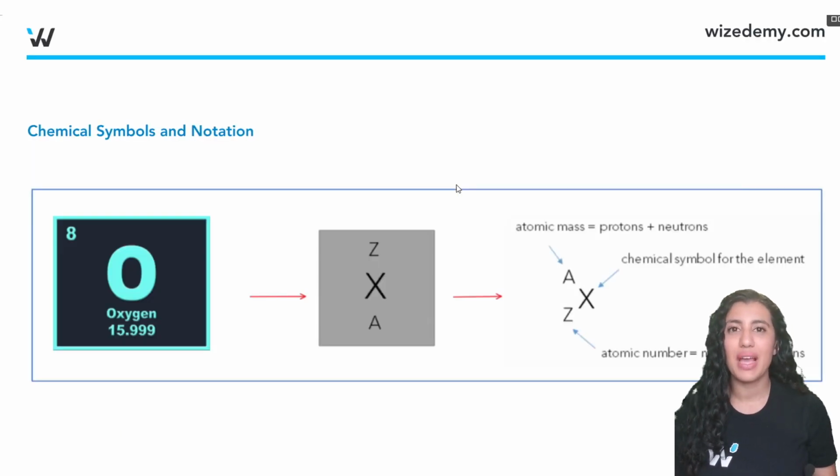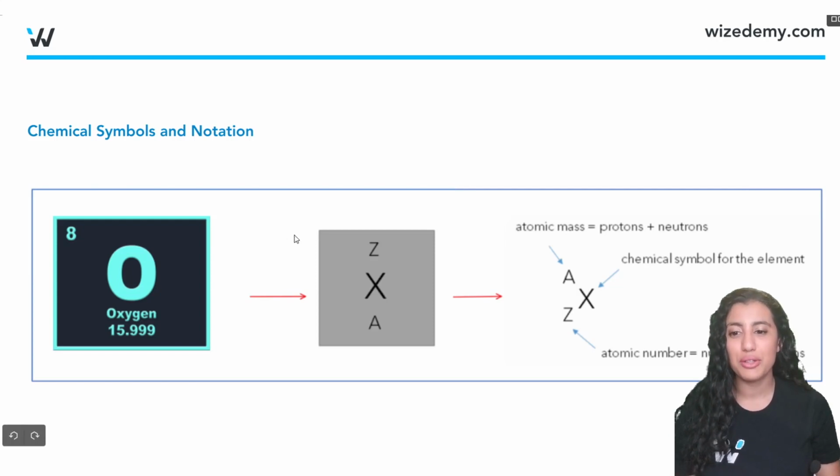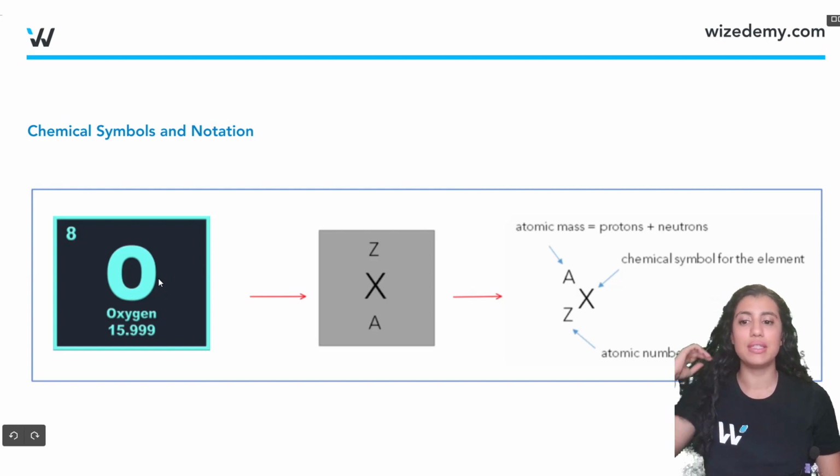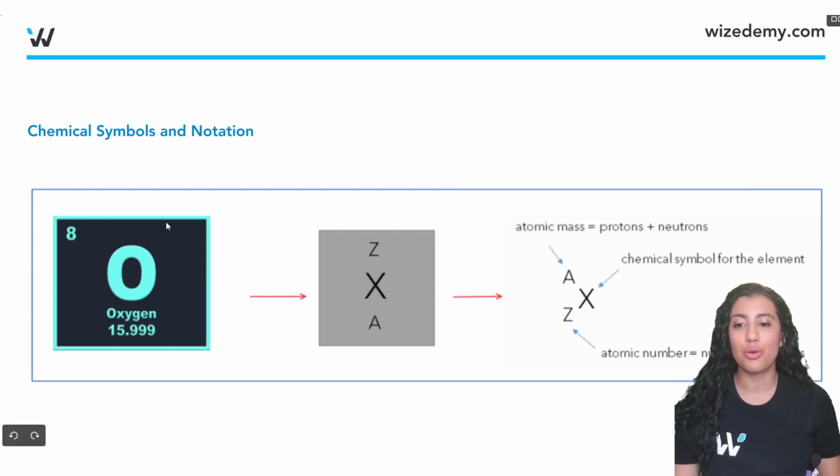So the last little thing I want us to go over is about chemical symbols and notation. So I'm sure you guys are familiar with the periodic table, where you've seen atoms written in the periodic table and shown this way. So we have oxygen as our symbol, and the mass number is shown at the bottom, and the atomic number is shown at the top. Now we can just rewrite that in a different way, where X represents our chemical symbol, Z is our atomic number, so 8 in this case, and A is our atomic mass, which is 15.999.